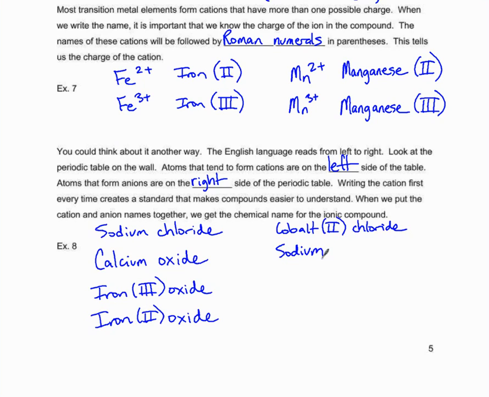Sodium, which always has the charge of positive 1, sodium bromide. Potassium always has a +1 charge, potassium chloride. Or aluminum, which is group 13, it's going to form a +3 charge, aluminum chloride.